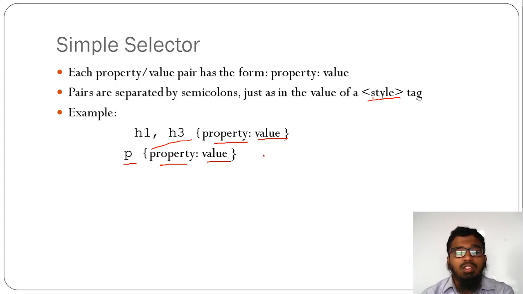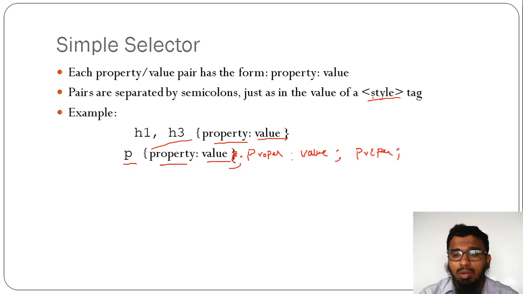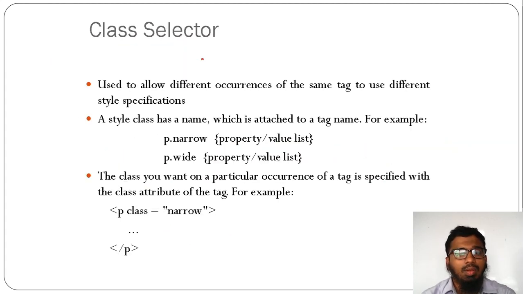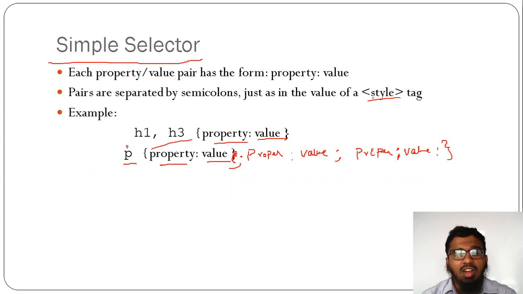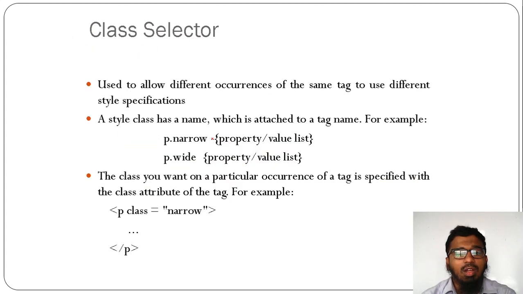And where do we need to write the semicolon? You write property value, then a semicolon, property value, semicolon, like this. That is a simple selector. Whatever tags are there in HTML, we will directly use them.